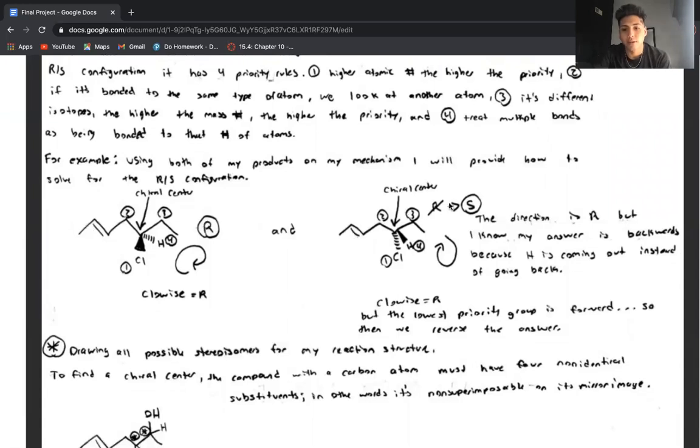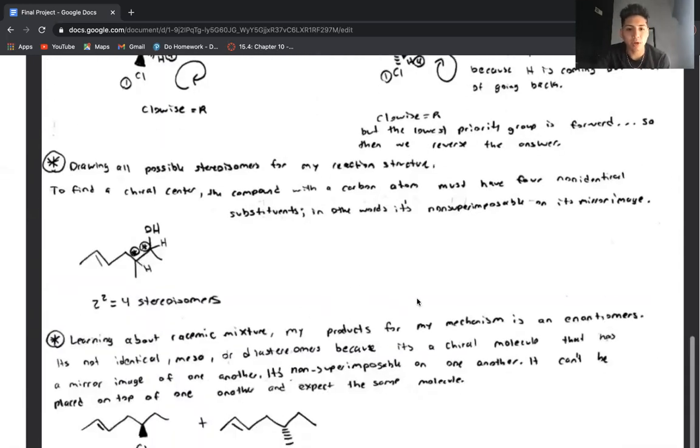Now, for this one, the direction is R, but I know my answer is backwards because hydrogen is coming out instead of going back, making it an S. The lowest priority group is forward, so then we reverse the answer. So it is clockwise, but we switched the answer to an S because of that hydrogen and that chlorine going different ways, forward and backward.